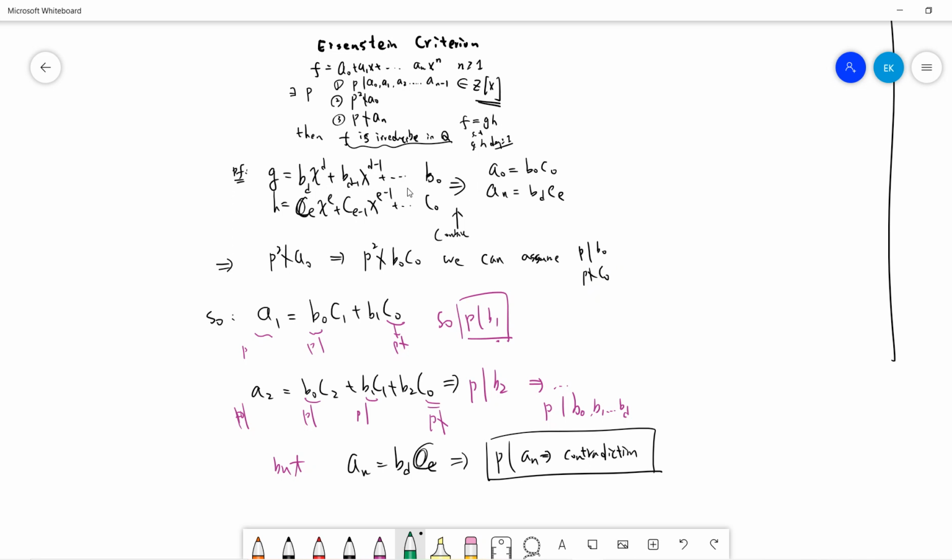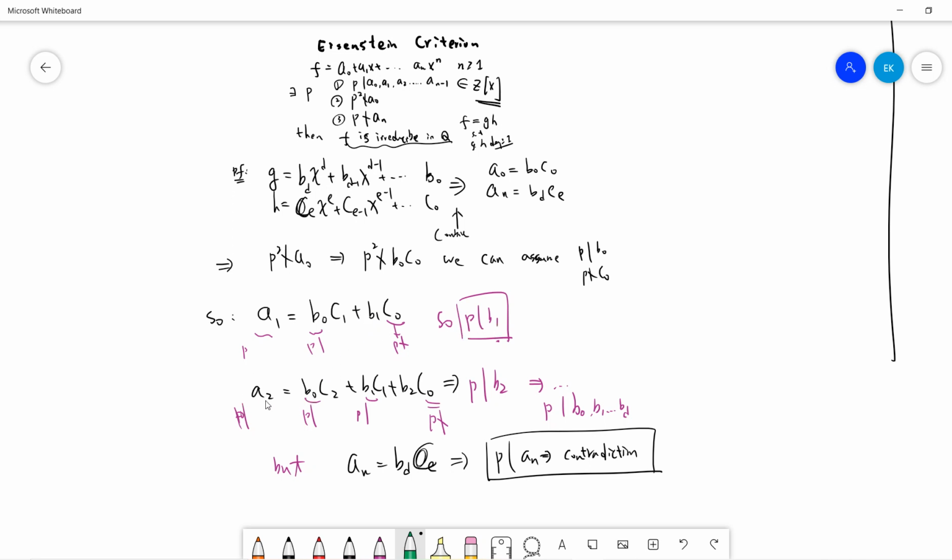Okay, how about a1? a1 will be a cross term, so a1 is b0 c1 plus b1 c0. Importantly, p divides a1, and p also divides b0 by assumption. We also know that p does not divide c0, so that means p divides b1. Because both a1 and b0 c1 can be divided by p, b1 c0 is divisible by p, but c0 is not divisible by p, so p divides b1.